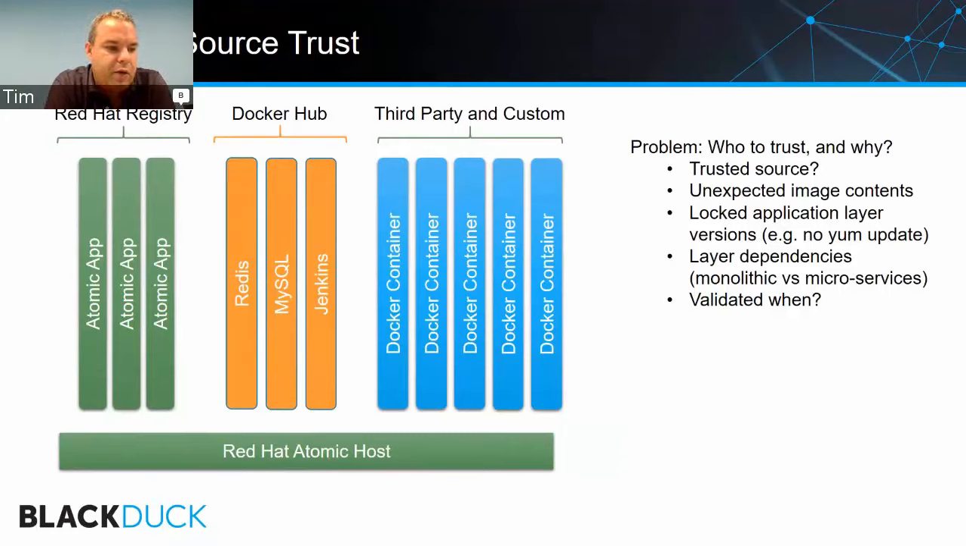One of the benefits of containerization is that you can create layers of applications within a single Docker image and then move them forward as your application grows and evolves. But the last question to ask is, if these are validated and curated entities, when was that validation performed and what exactly was validated?